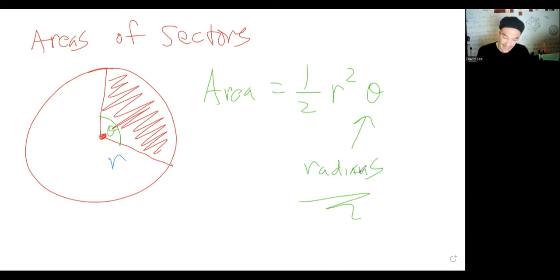And r is the radius, theta is the central angle, and the area is usually the goal. So let's do an example like that. So let's say you have a circle like this here. Let's go there, let's go like this, and let's go like that.